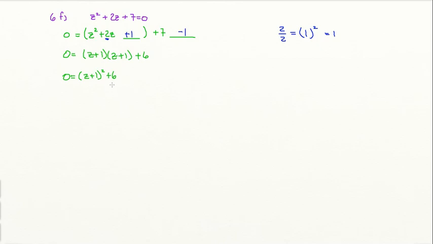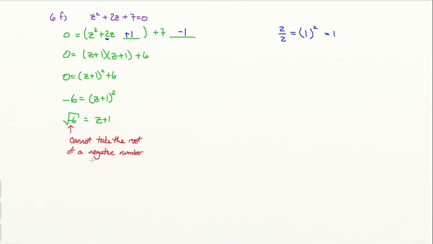Okay, so I have factored this using the completing the square method, and they've asked me to solve it. So now I subtract 6 from both sides. Take the root of both sides. And I see a problem. The problem is this minus sign inside the root.